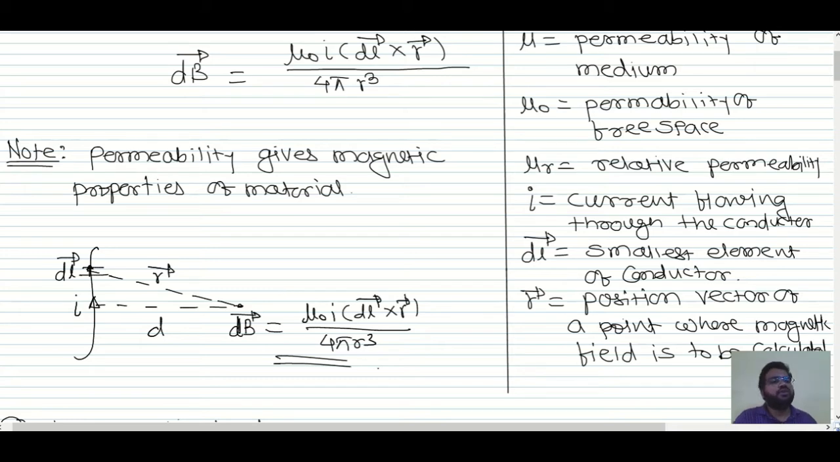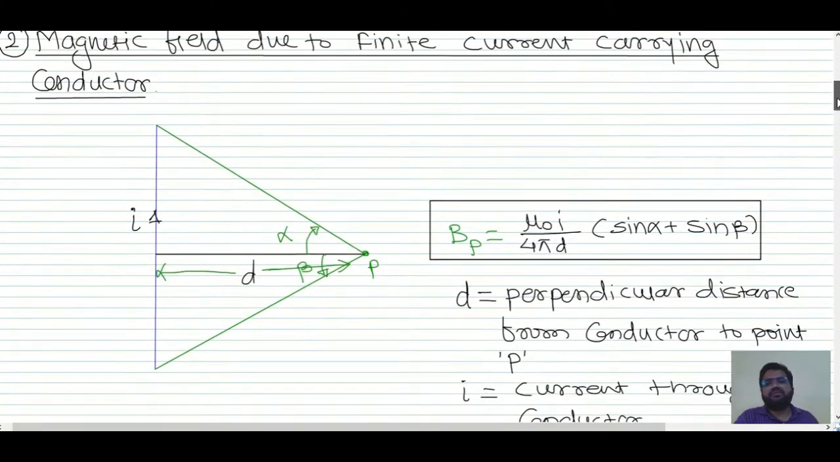Okay. Now the next formula we have is magnetic field due to finite current carrying conductor. This is the finite current carrying conductor. Alpha is the angle from the perpendicular to the upper end, beta is the angle from the perpendicular to the lower end. So what is the magnetic field we have? Bp, that is the magnetic field due to this current carrying conductor at point P, is equal to mu naught I divided by 4 pi d into sine alpha plus sine beta.